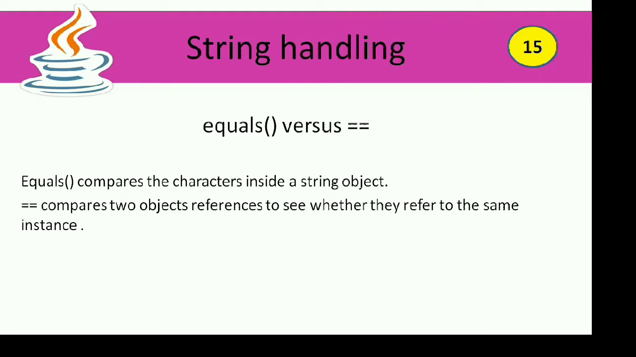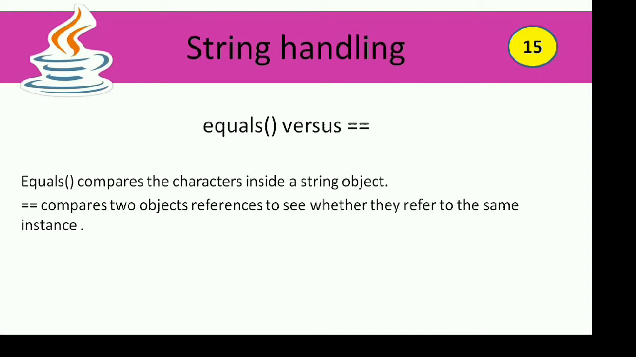Today we will see the difference between equals and double equals. Equals compares the characters inside a string object. Double equals compares two object references to see whether they refer to the same instance. It's like equals compares two different people to see whether they have the same name or not. Double equals compares whether these two people are the same or not.